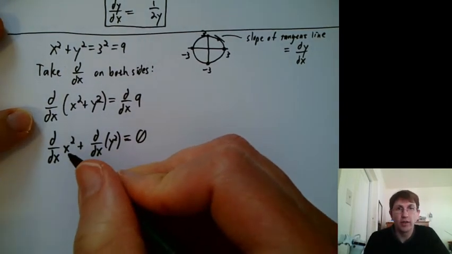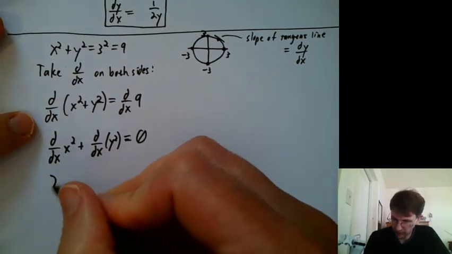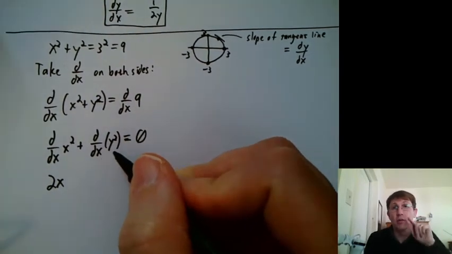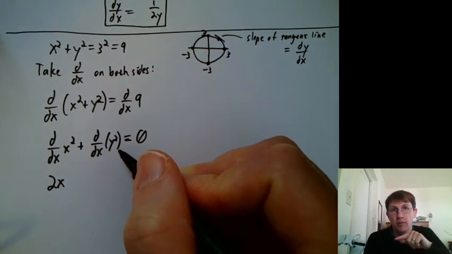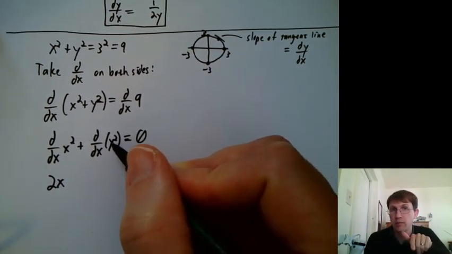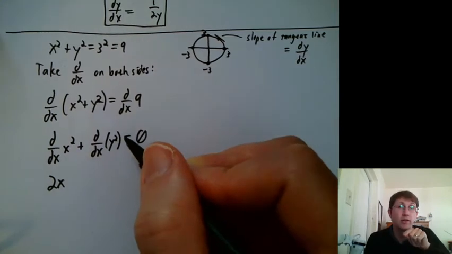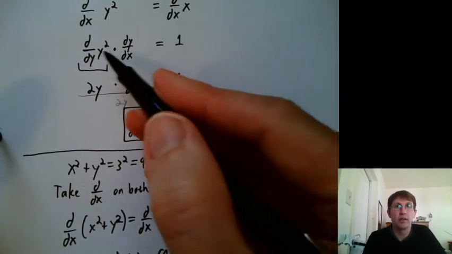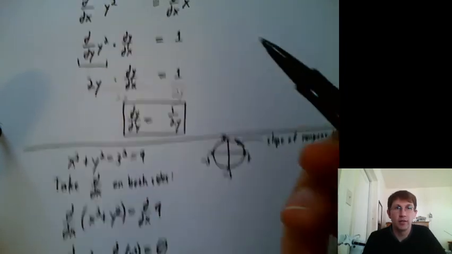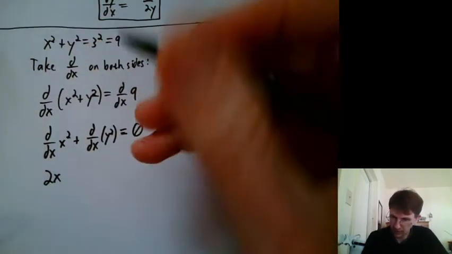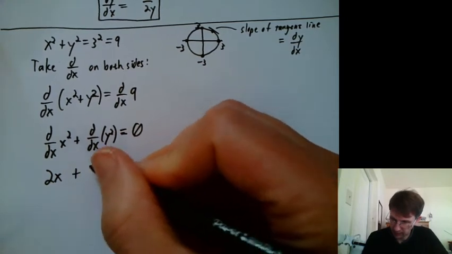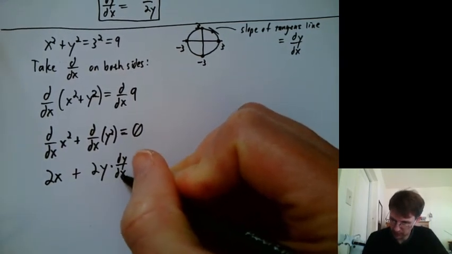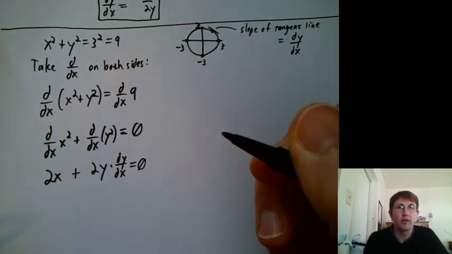What's the derivative of x squared with respect to x? That's just 2x. What's the derivative with respect to x of y squared? It's not just 2y. That would be if it was d/dy of y squared, but this is d/dx of y squared. So we're going to do the same thing we did up here. Got to use the chain rule. So actually we could just copy the result from up there. Let's say 2y times dy/dx equals 0.